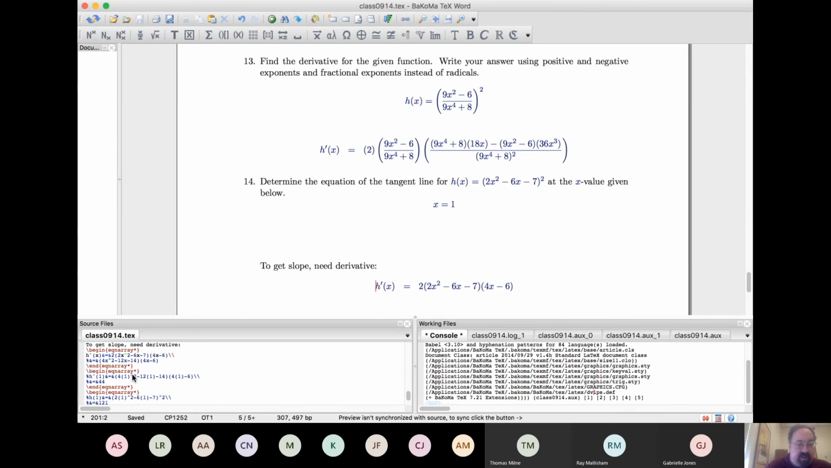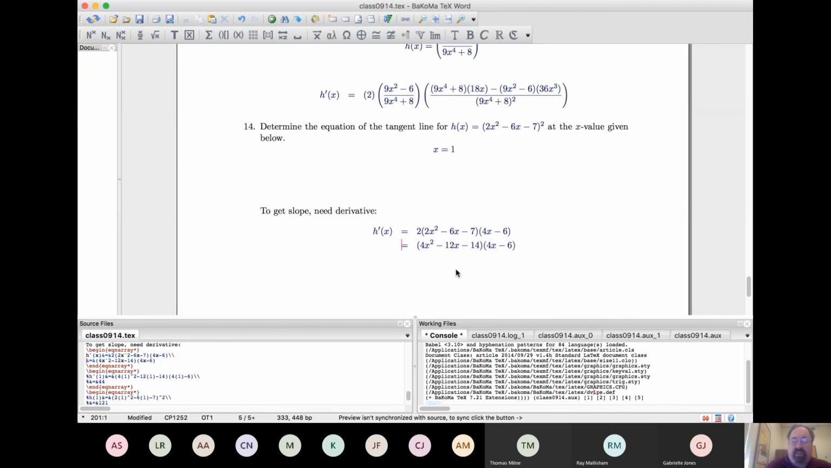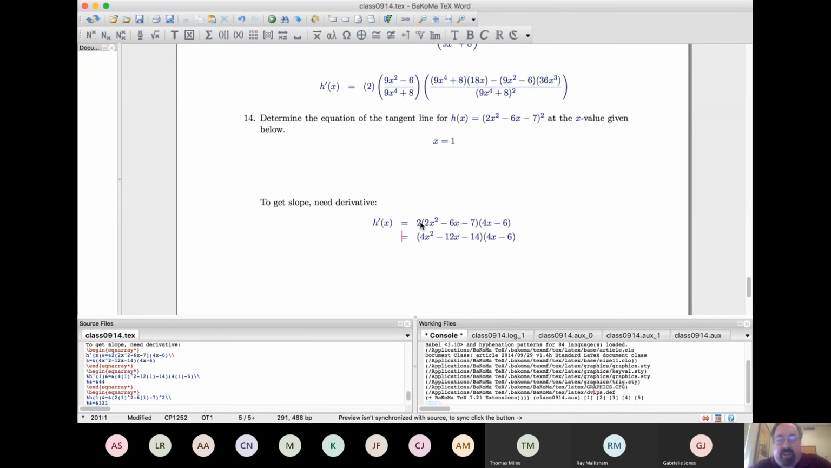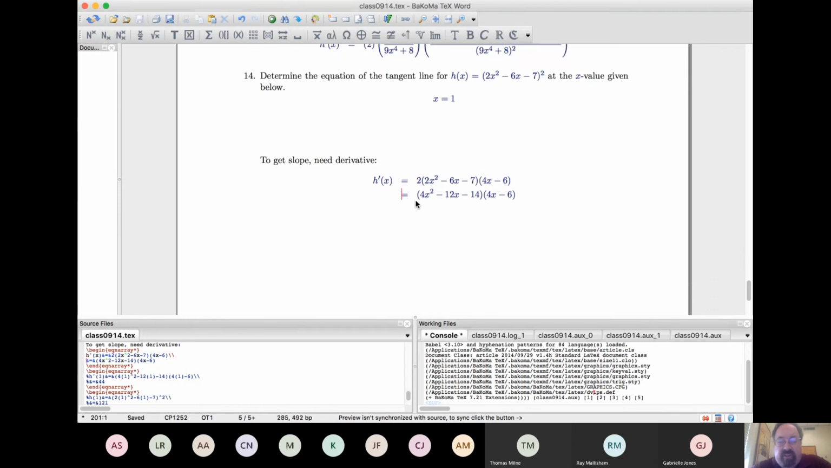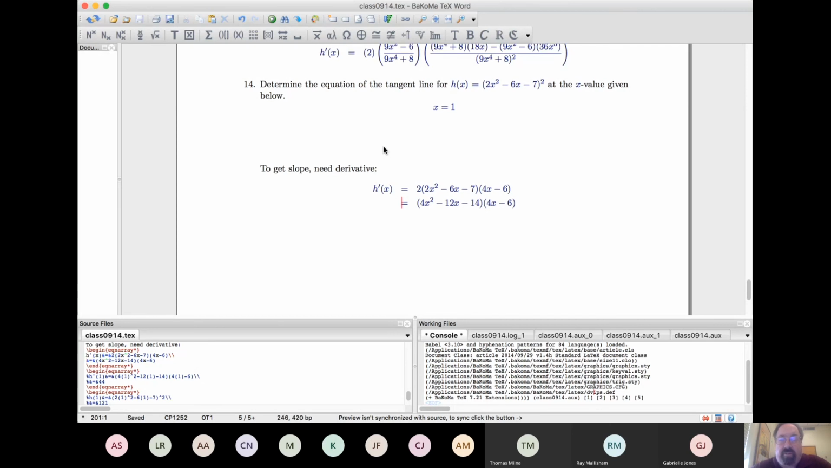And here what's done is taking this 2 and just distributing it through here, just to declutter things a little bit. But then you just go ahead and leave it in this form. Now we actually need a number for a slope. So once you have a derivative, you need to plug in the given x value, in this case 1. So we go ahead and work that out, and we get a slope of 44.